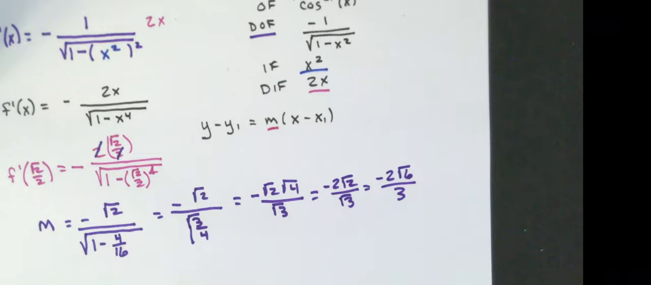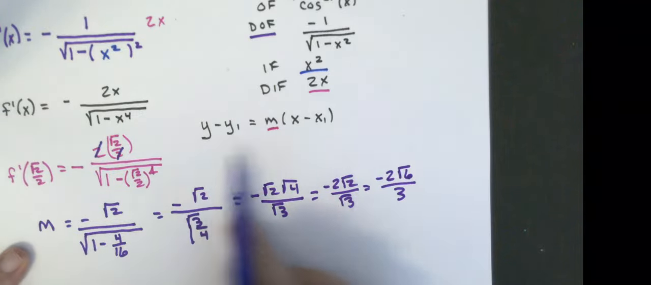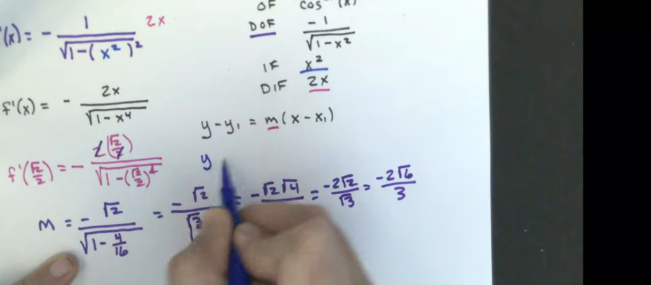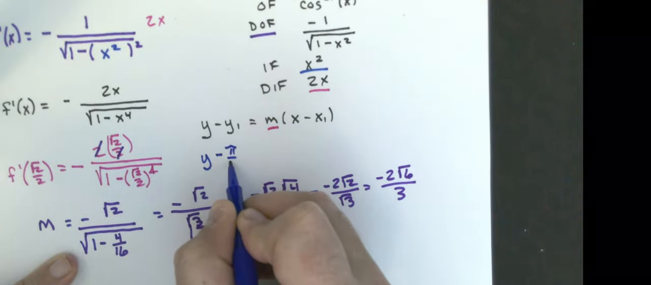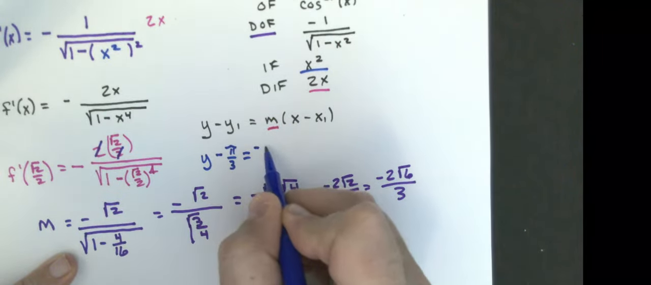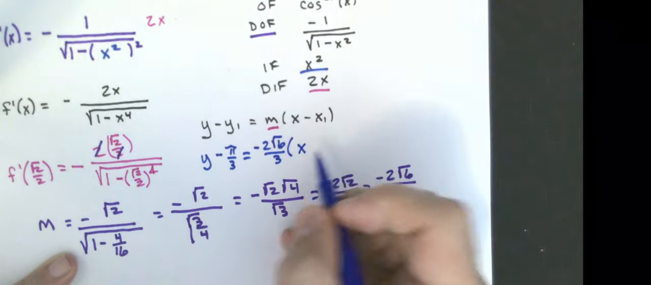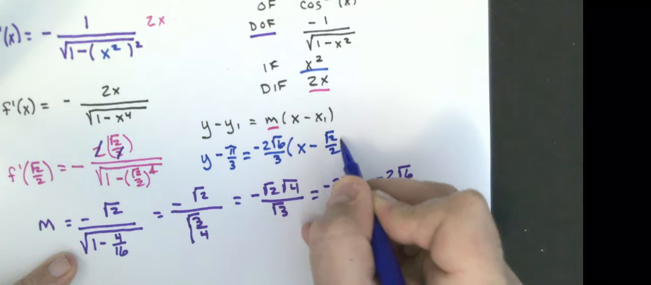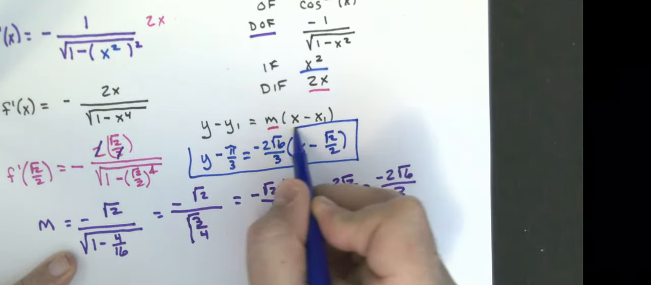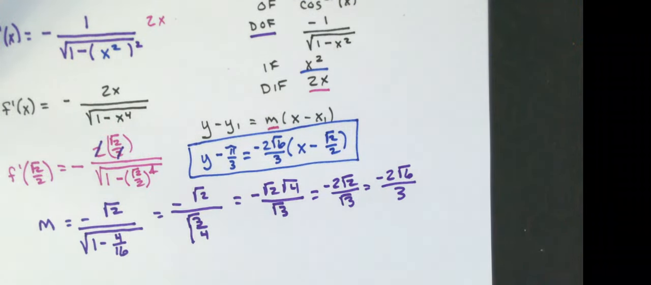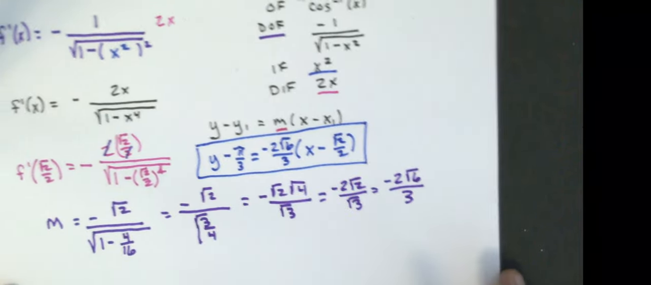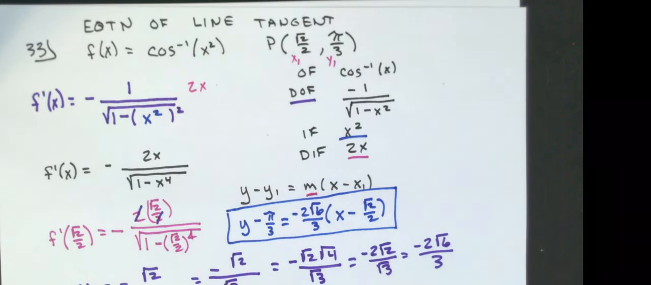So my final answer to this problem is just some copying. I get y minus pi thirds equals negative 2 square root of 6 over 3 times x minus square root of 2 over 2. That would be the equation for the line tangent to the curve at the point square root of 2 over 2, comma pi thirds. So that's the inverse trig functions thing.